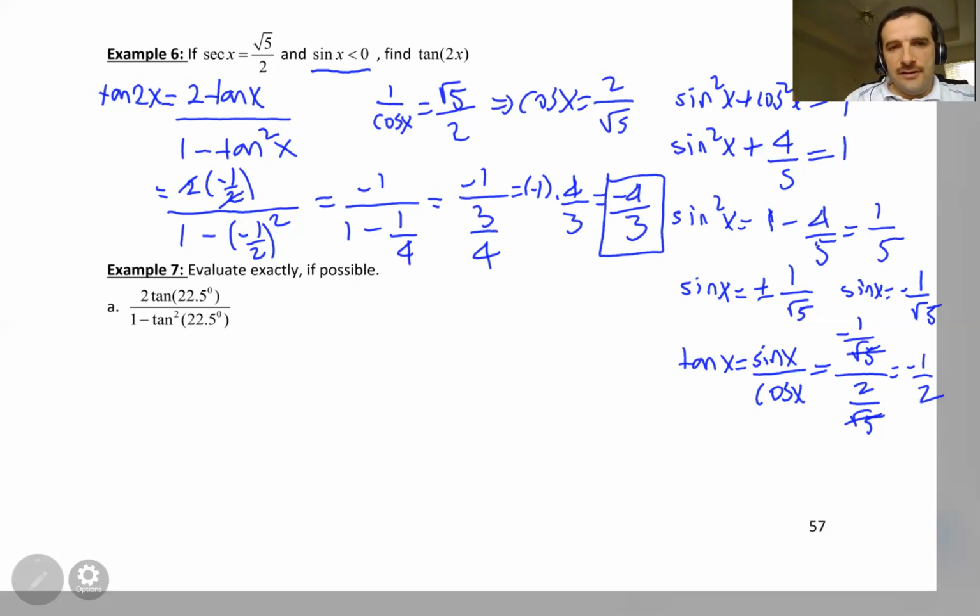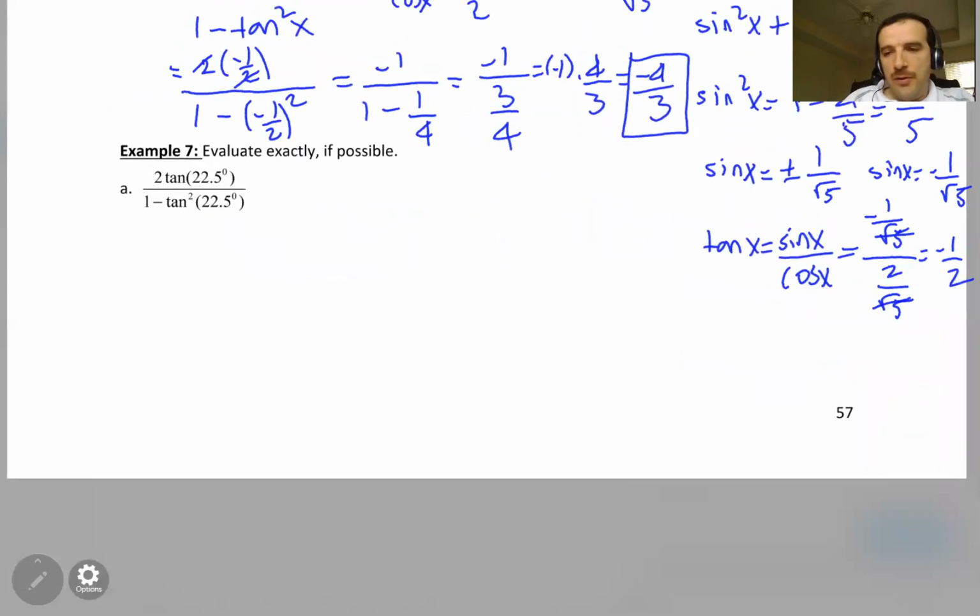Yes, the answer is negative 4 over 3. Okay? So we just use the double angle formula for tangent 2x, I mean. In the formula, we need to know what tangent x is. So we know what secant x is. So using that information, we found what tangent x is, and now I just plug that tangent x in the formula and get the answer, okay? I hope it's clear for everyone. Okay, let me continue.